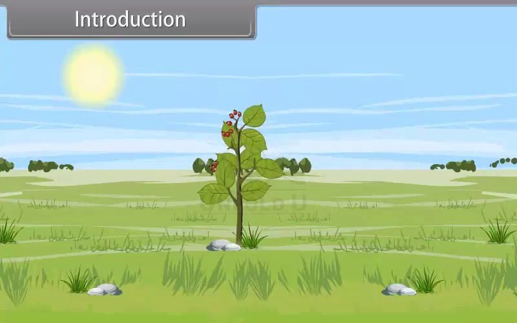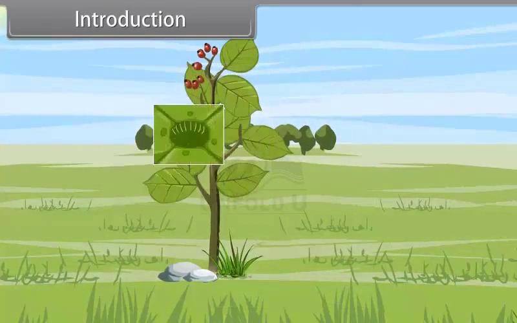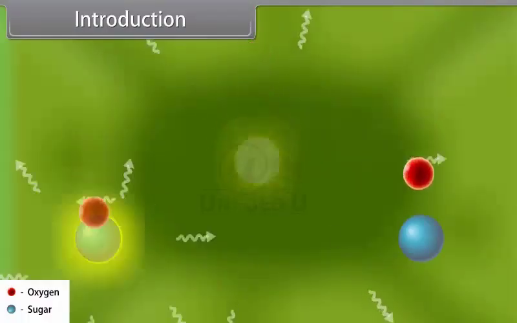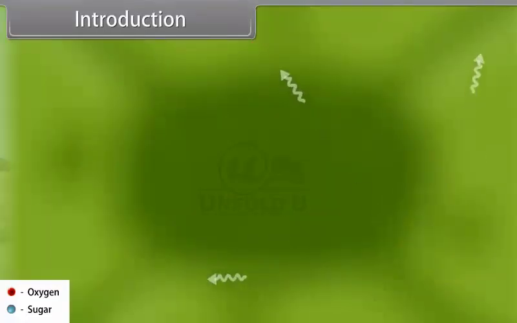Hey kids, we have learned so many things about plants. Now we learn about respiration in plants. Respiration is a process of burning sugar to produce energy for growth, reproduction, and other activities of life.